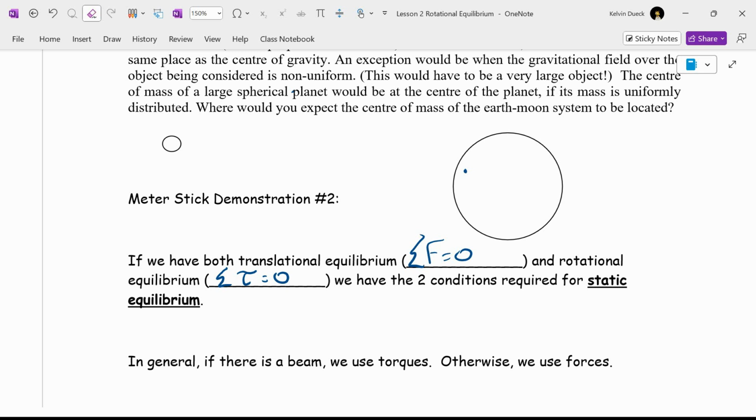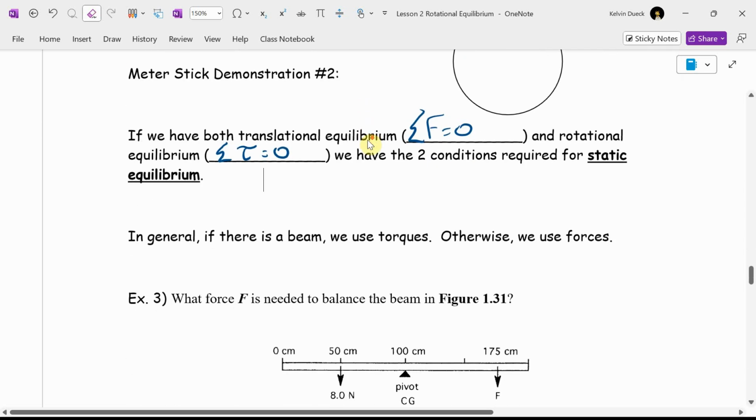Then we have something called static equilibrium. If an object is in static equilibrium, no force, no torque. Static means unchanging. In general, if there's a beam, we use torques. If there's ropes and strings, we'll use forces.